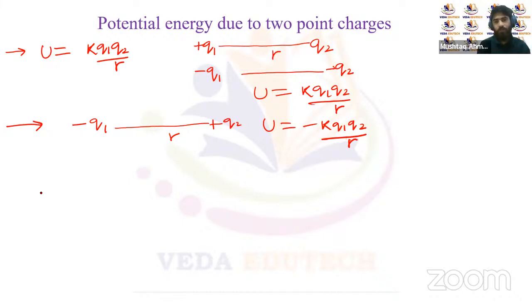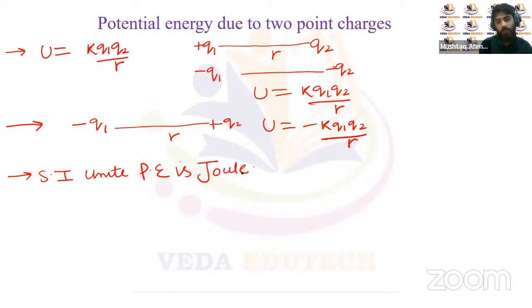So that's how the potential energy of the two charges is calculated, and we can clearly see that it depends upon the distance between the two charges and the product of the two charges. The SI unit of any energy, including potential energy, is joules.